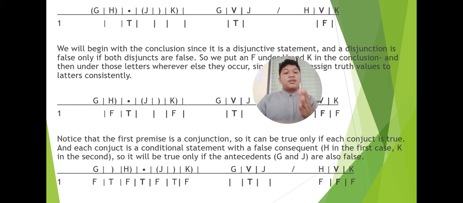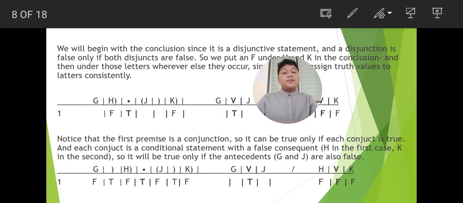So here's the example. This is the system for doing the truth table in a short form. We begin with the conclusion, a disjunctive statement. Notice that the first premise is a conjunction, so it can only be true if each conjunct is true, and each conjunct is a conditional statement with a false consequent, H in the first case, K in the second, so it will be true only if the antecedents J and G are also false. Okay?